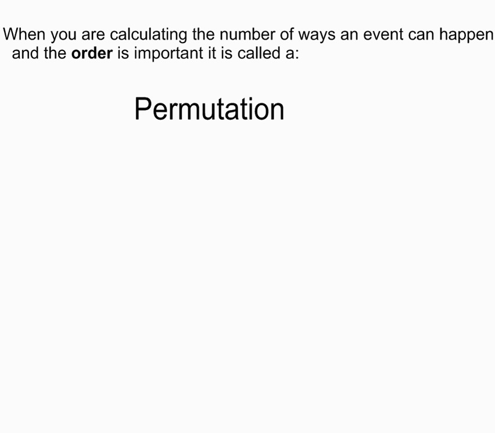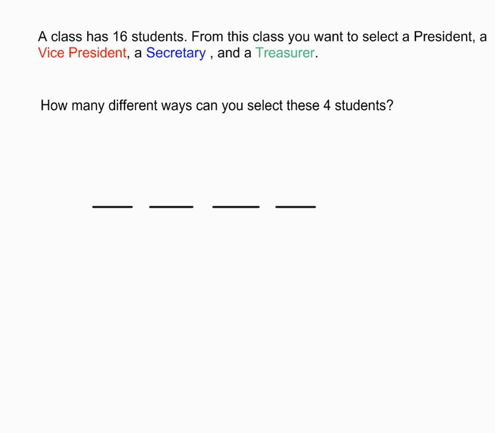So, for example, let's say a class has 16 students, and from this class you want to select a president, a vice president, a secretary, and a treasurer. When you select the president, as the first person you choose, you have 16 possibilities. When you select the vice president, since you've already selected someone, that leaves you 15 possibilities. The secretary, then there's 14 possibilities, and then the treasurer, there's only 13.